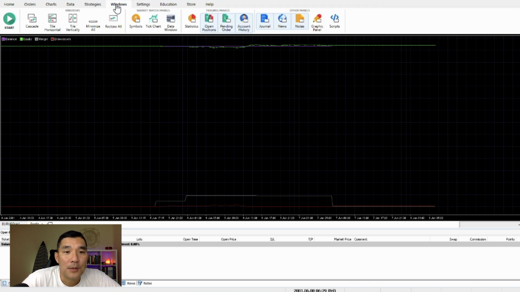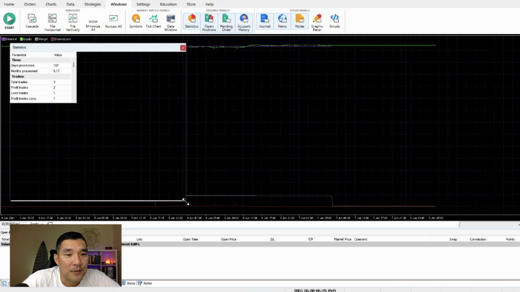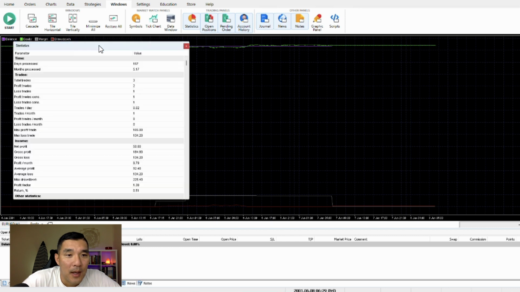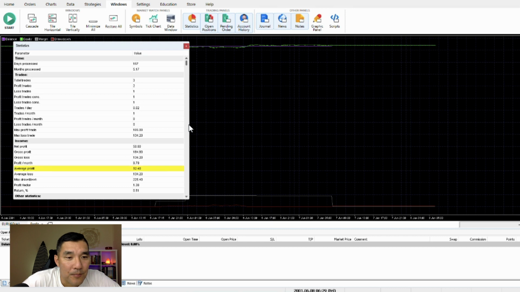On top of that, you can also see some very basic statistics about your backtesting that can be accessed through this statistics window. And you can see the days, months, total trades, average trades per month, etc. You can see gross profits. You can see information about trades, the income, and total return. And just very basic information.